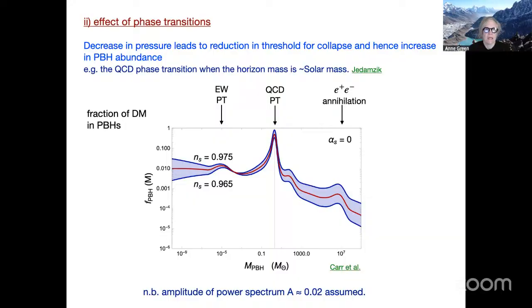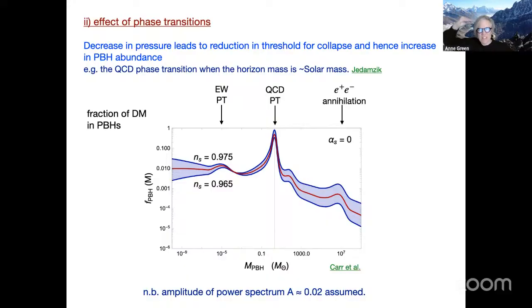Another important thing is the effect of phase transitions. If you have a reduction in pressure, this means the threshold for collapse gets smaller, and hence, for a fixed value of the amplitude of the perturbations, you increase the abundance. This is particularly interesting because the QCD phase transition occurs when the horizon mass is roughly a solar mass. So if your perturbations have roughly the same amplitude across a range of scales, then you expect enhanced formation around a solar mass and also around other scales corresponding to other phase transitions. But the key thing to emphasize here, though, is that you still do need large fluctuations.